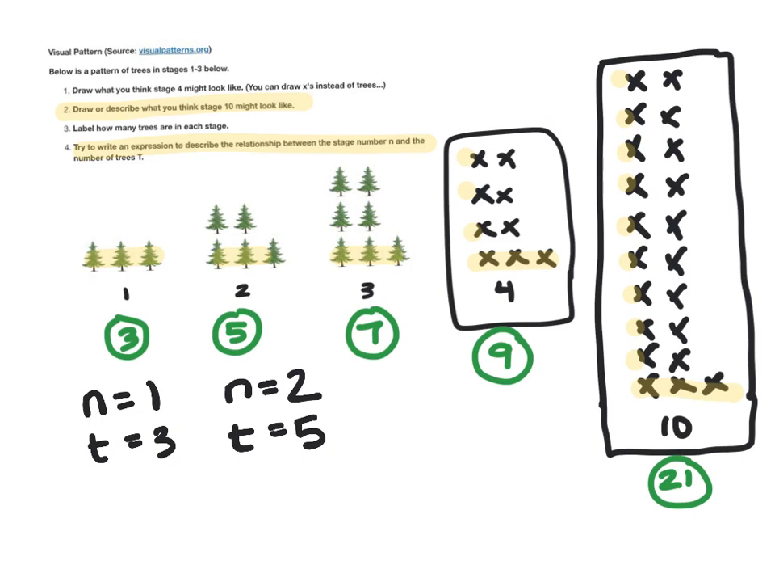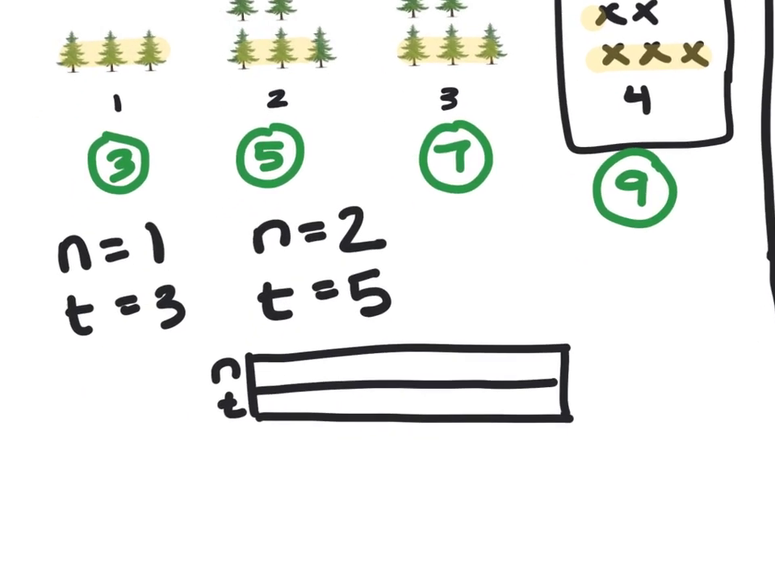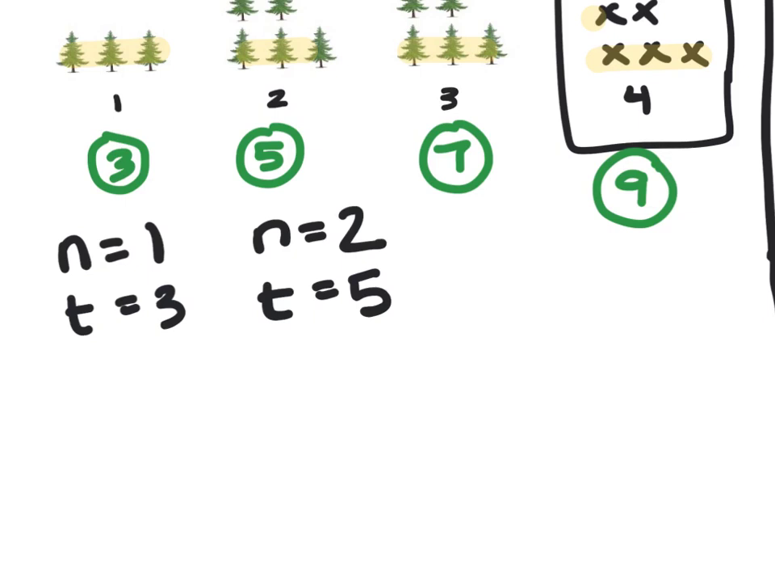If you continued with this, you might see a pattern. Another thing I could do is draw a table, and I could label this n and this t. And I could say, all right, when n is 1, t is 3. When n is 2, t is 5. When n is 3, t is 7. When n is 4, t is 9. And then you could ask yourself from here if you notice any kind of pattern at all.